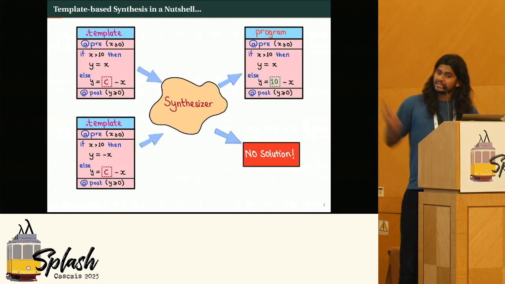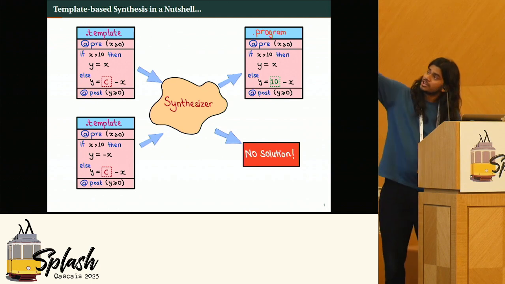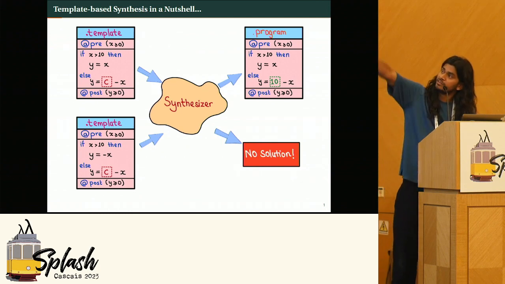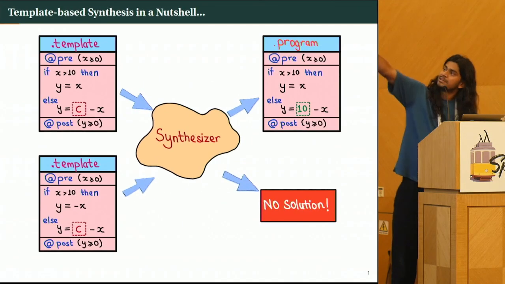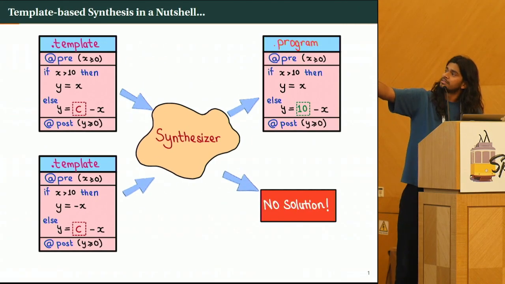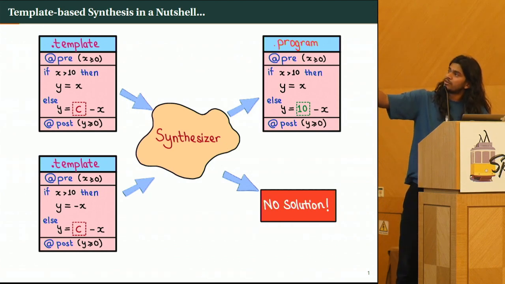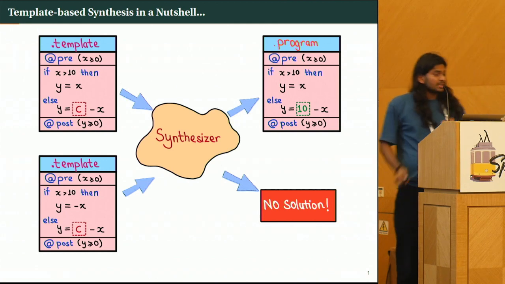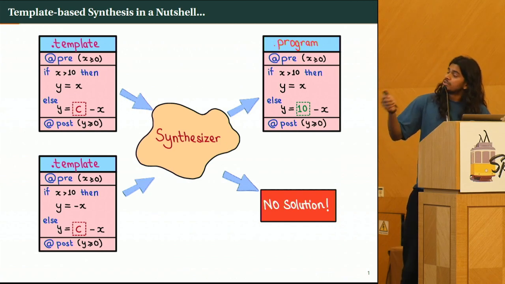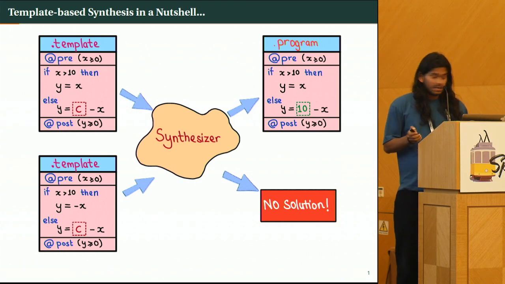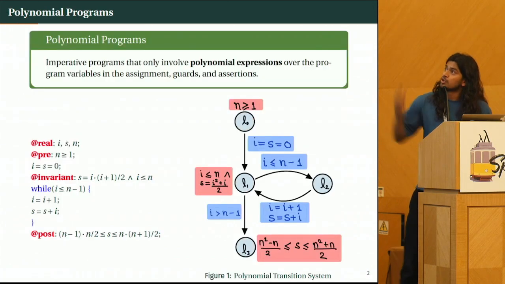So let's start by thinking about what synthesis is. Suppose you're given a template like this: you have a precondition, a postcondition, and a program structure, if-then-else, but there is some part which is missing. You give it to the synthesizer, and its job is to figure out what the value of this missing part should be, and to give you a correct program. These programs are supposed to be correct by construction. But if you give it something which can never be satisfied, then it should say that there's no solution.